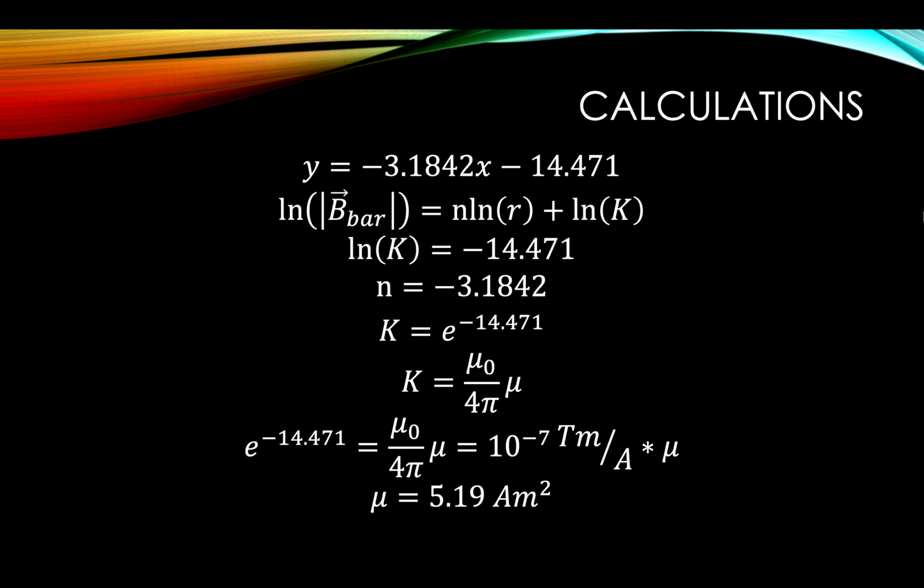Looking at my calculations and what my line of best fit is based on, we can see that my n is about -3 and ln of k is -14.471. Taking the exponential of this value gives k, and setting that equal to the magnetic moment times the magnetic constant gives us a mu of 5.19 amps meters squared.